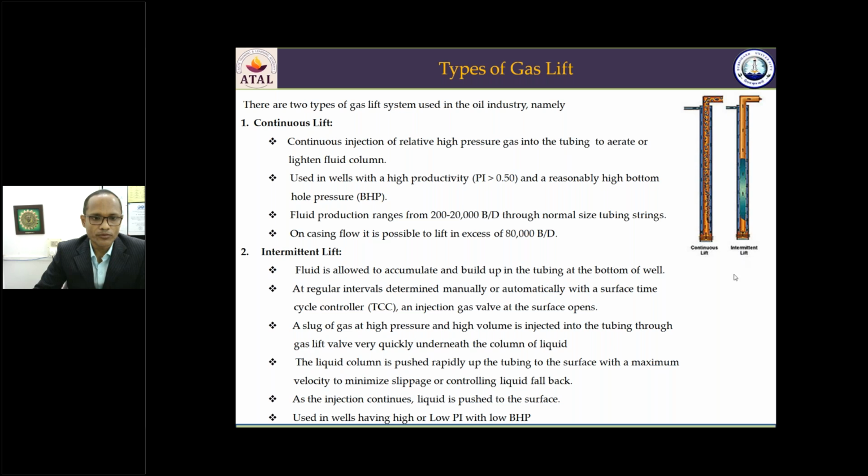This intermittent type of system is used in wells where the productivity, the PI, can be high or low, and when the bottom hole pressure is low, then we have to use the intermittent gas lift.